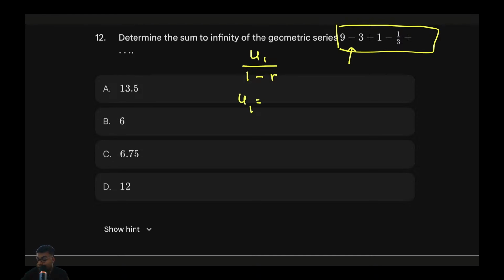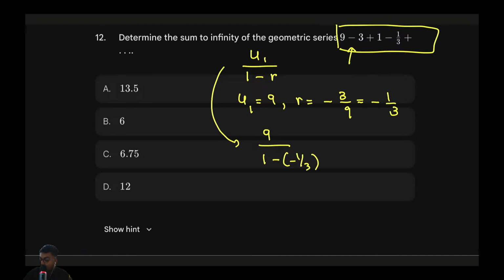So u1 equals 9, and r equals what? Negative 3 divided by 9 is negative 1/3, right? So the sum is 9 over 1 minus negative 1/3. So it's 9 over 1 plus 1/3, right? Doing it like this, we can just multiply 3 with 1 and then add here. 3 times 1 is 3, 3 plus 1 is 4. So 9 over 4 over 3.